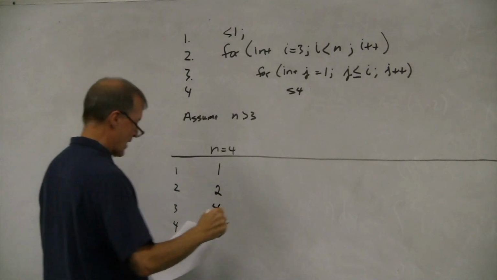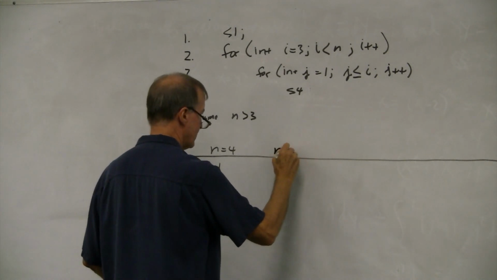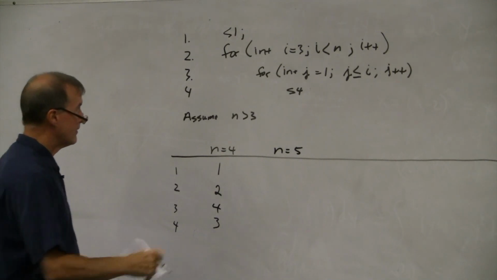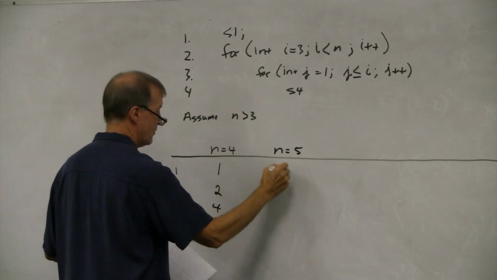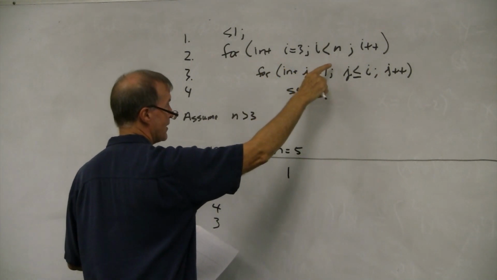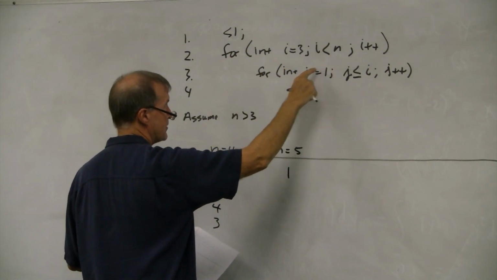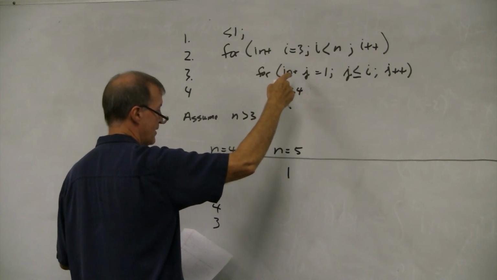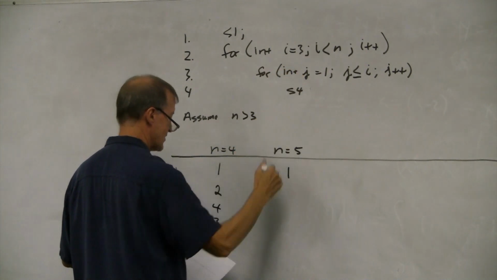Now, look, what happens if n equals 5? If n equals 5, this one executes once. This is saying for int i gets 3, i less than 5. So it executes for 3 and for 4, but then it does the extra test, so that's 3.